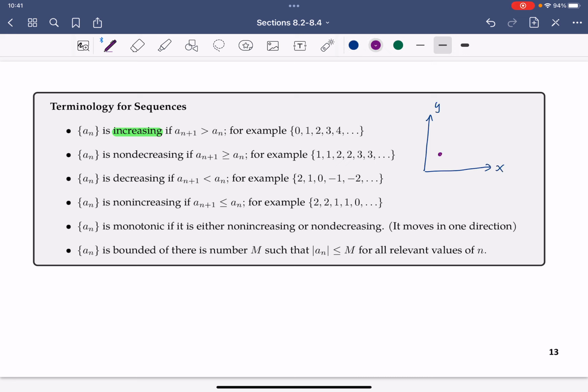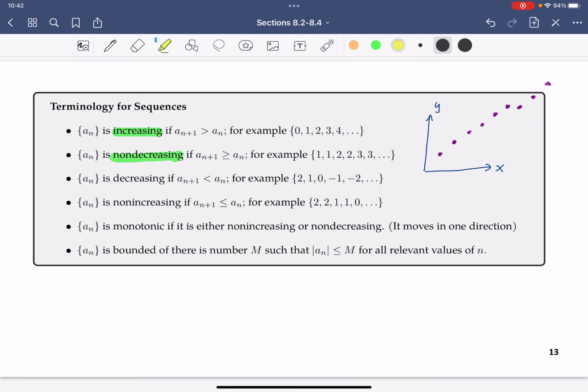So increasing means the graph just keeps going up. This means the sequence is increasing. Non-decreasing means the next term can be greater than or equal to the previous term. So it can be the case that it just gives you the same number on the next one, but it will never go down. So this means non-decreasing. This is the definition of increasing and non-decreasing.